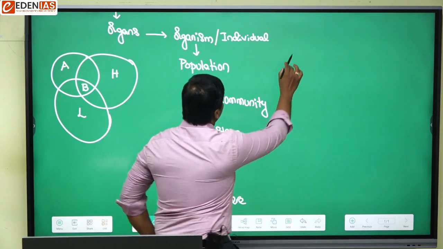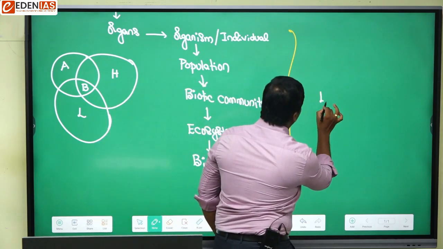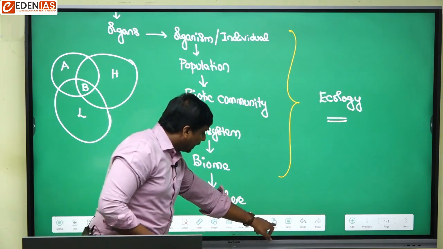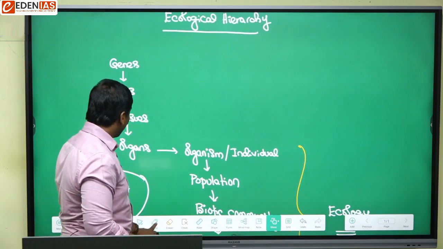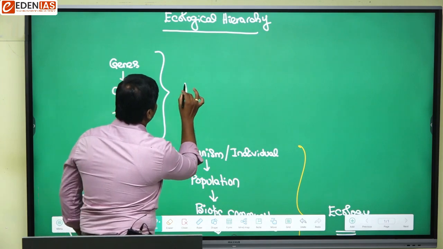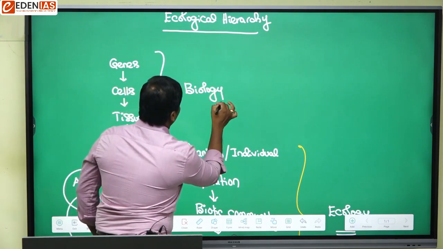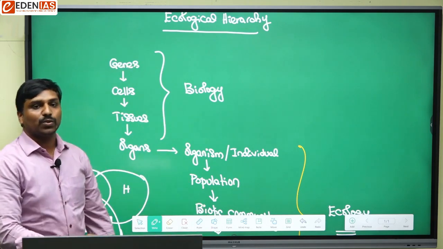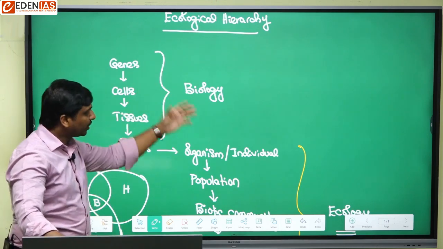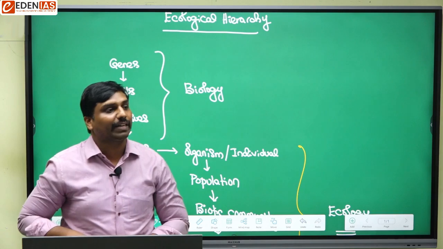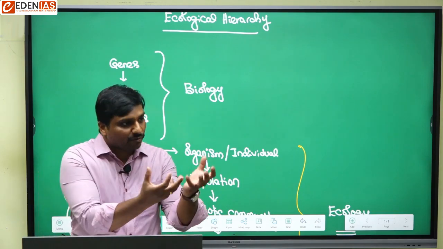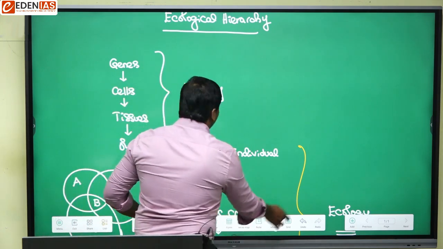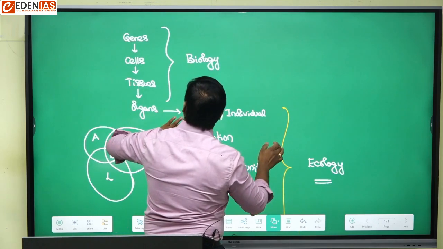In the realm of ecology, we have to study all these aspects. In biology, we study the lower units, and these higher units we study in ecology. This is the ecological hierarchy in a simple manner, starting from the very basic to the very high. We have to understand each and every component, so let's try to understand that. Before that, just draw this.